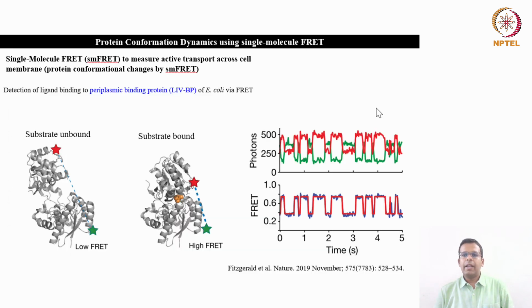So this is a little advanced technology based on the FRET, which is known as single molecule FRET, and it is used for studying protein conformational dynamics. Here you can see these are the two lobes of the protein. This is a periplasmic binding protein of E. coli and it has two lobes. When it binds to the ligand, it is converted into this kind of closed conformation, so both the lobes will come in close proximity with each other.